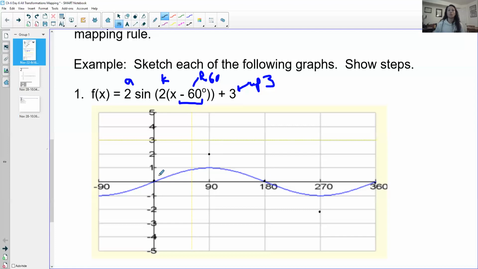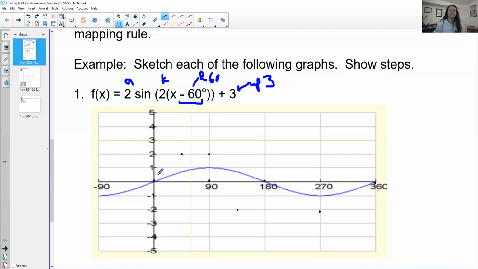And you should get a much larger graph. Now I'm going to compress it by a factor of 1/2. So if it was at 90, now it'll be at 45. If it was at 180, it'll be 90. If it was at 270, it'll be in here at 135. And then 360 would be at 180.